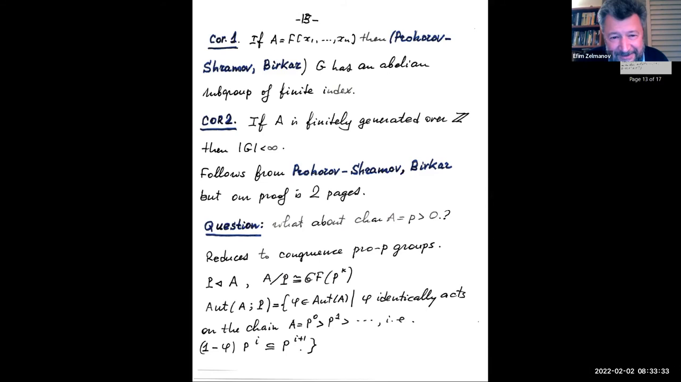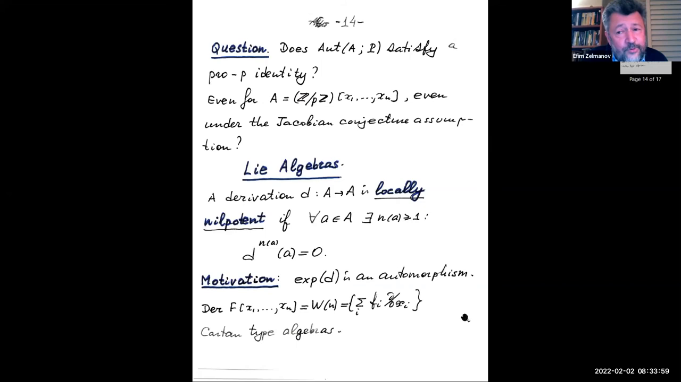Now, some open questions. What about prime characteristic? More generally, I talked about property groups with identity above. In these groups, there are natural property subgroups, like Sylow subgroups. Do they satisfy a property identity? If that is the case, that would do it for prime characteristic. And in any case, that would have many consequences.